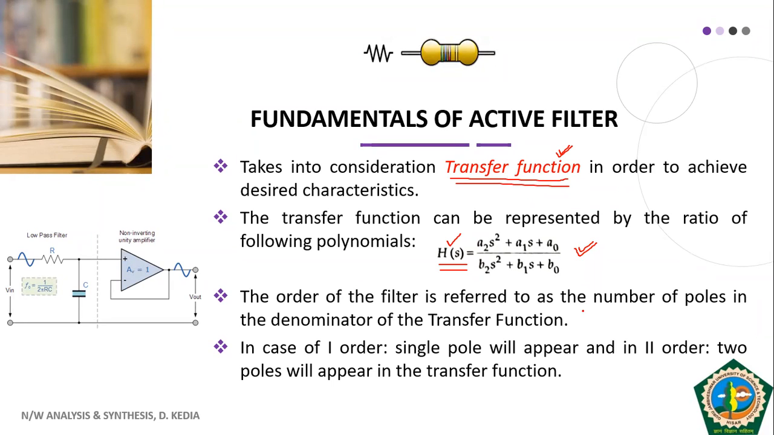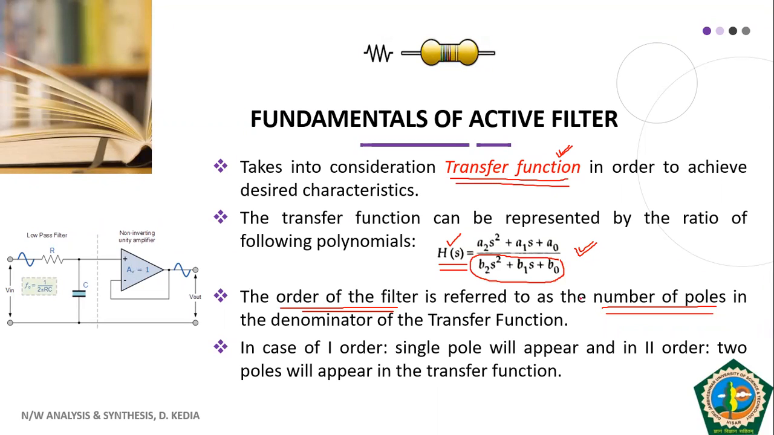And one important thing here that we should remember is the order of the filter. So in case of active filters, we have a term order. Means we may have first order filter, we may have second order filter, we may have third order filter, we may have fourth order filter. Okay. So the order of the filter is defined by the number of poles that we have in the denominator of the transfer function. I hope you remember that your poles are the roots of the polynomial that we have in the denominator.